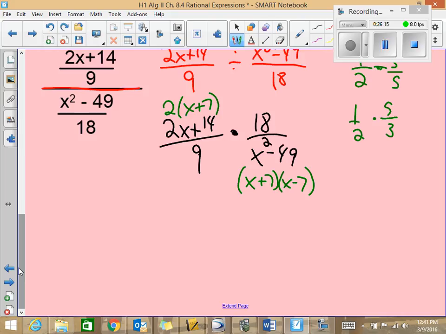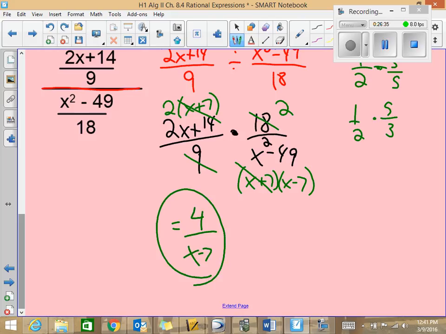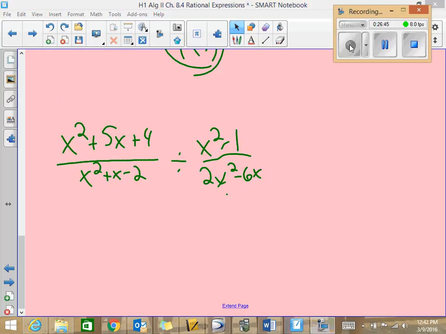So now we can cancel x plus 7. 9 and 18, right? 9 goes into 18 twice. Can we cancel out these 2's? Can you multiply them? So what do we get? 4. There you go. Hey George, I think you have it. Okay, so write this down and go ahead and work that out.